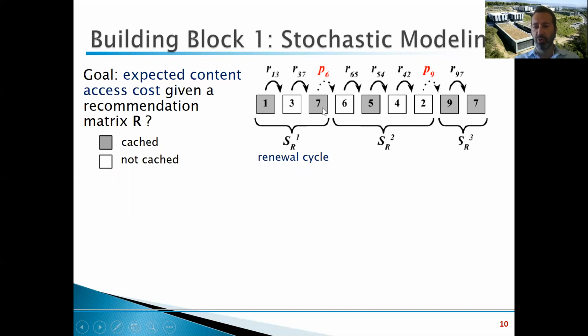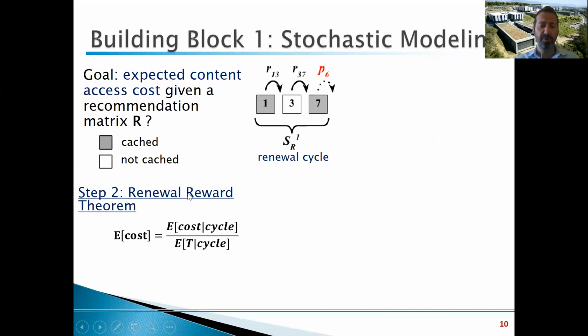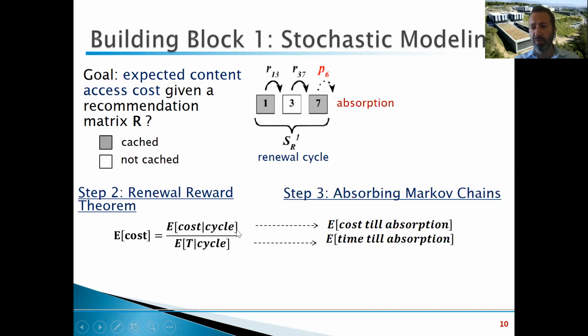Every time you do a teleport step, it means that we can use the renewal reward theorem to calculate the expected cost of the entire session based only on the expected cost of a renewal cycle. And how do we get the expected cost and the expected duration of a cycle? We just apply the absorbing Markov chain theory, where we assume that we have absorption at every state with probability 1 minus alpha, and it's relatively easy to get.